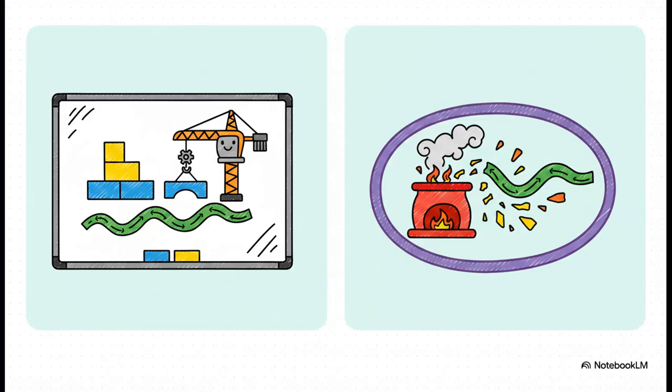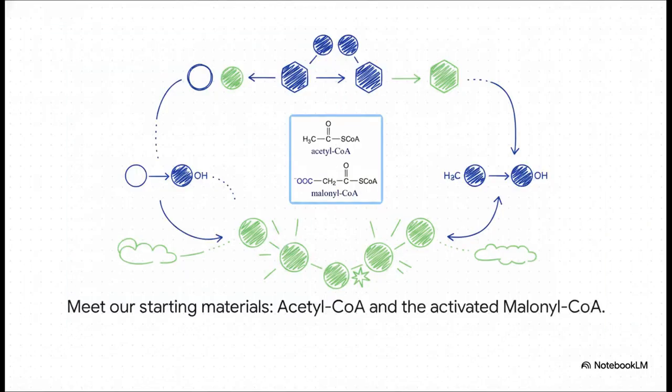Now, before we go any further, it's absolutely essential to get this one thing straight. The cell is a master organizer. To prevent total chaos, it keeps its construction sites and its demolition sites in completely separate locations. So fatty acid synthesis, that's the building process, happens out here in the main workshop, the cytosol. But fat breakdown, or oxidation, is walled off inside the cell's power plants, the mitochondria. Location, location, location.